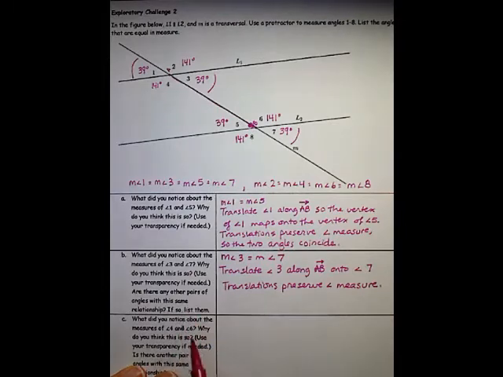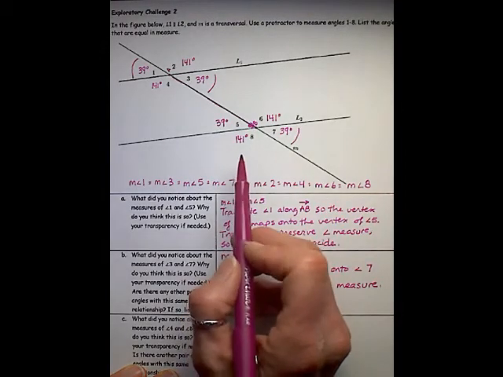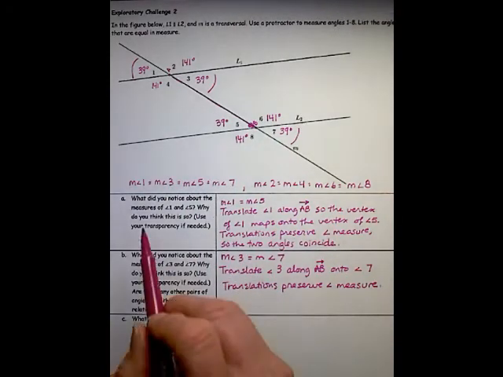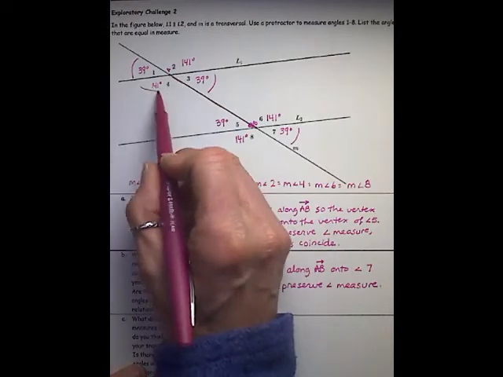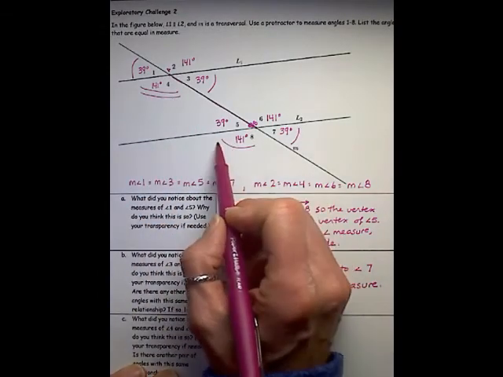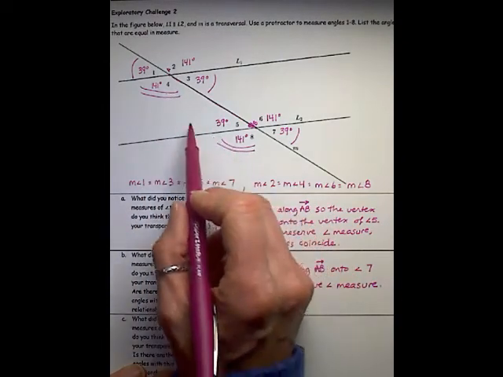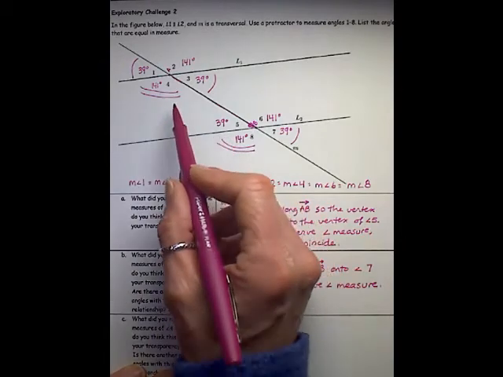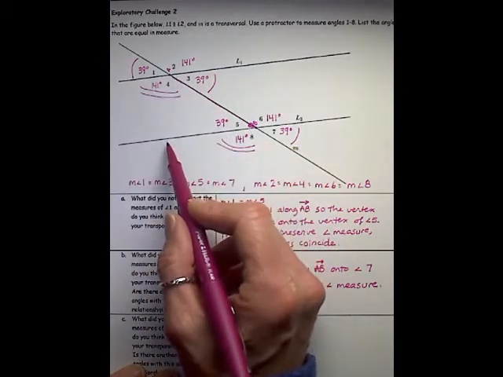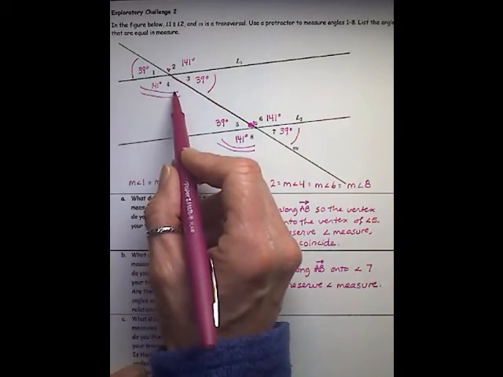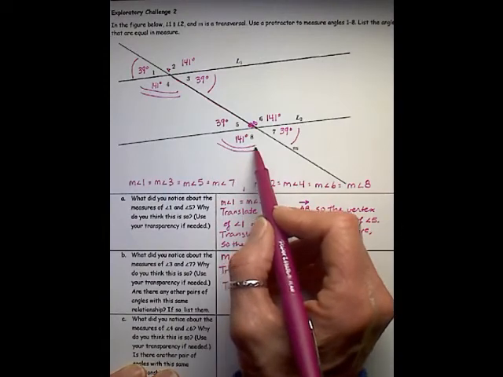Are there any other pairs of angles with this same relationship? If so, explain. We see that the measure of angle 4 and angle 8 would have the same relationship. Remember that these are corresponding angles, and corresponding angles in parallel lines are equal in measure, because we can translate angle 4 onto angle 8.